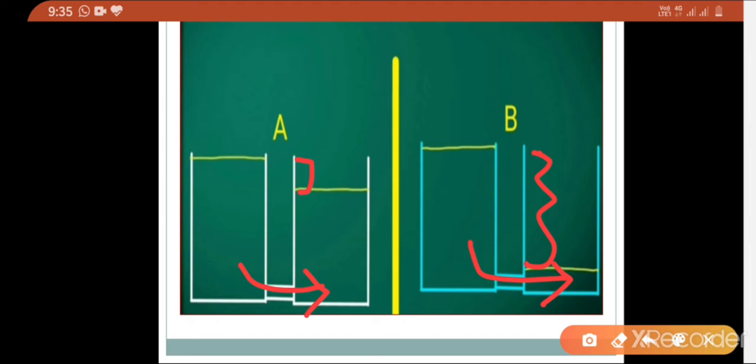Obviously the flow of water from one container to the second container will be more in case of setup B as compared to setup A. So this is the case with potential difference which is created by a cell or a battery. The positive terminal of the cell or a battery has more electric potential as compared to the negative terminal of the cell.